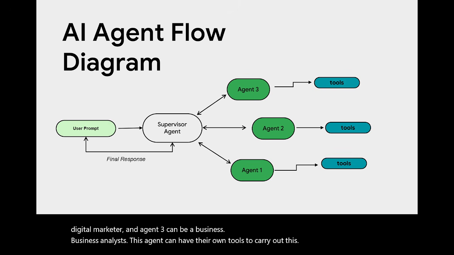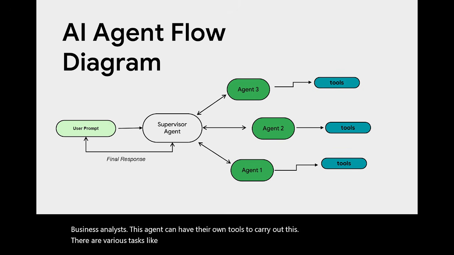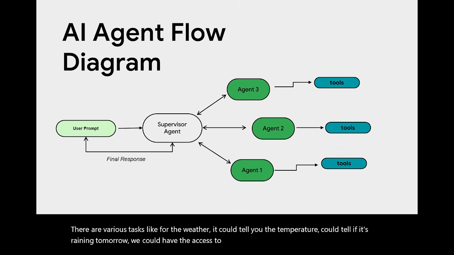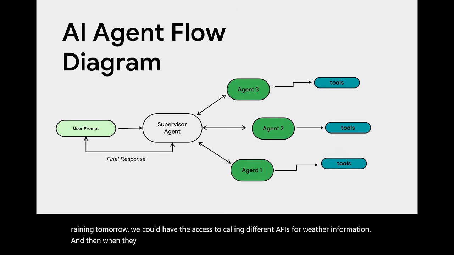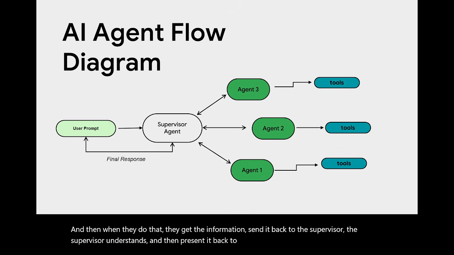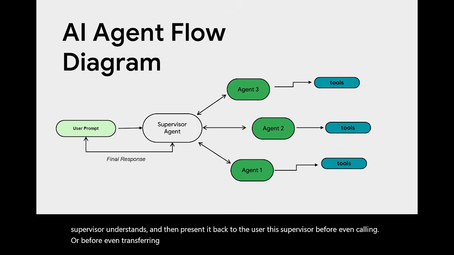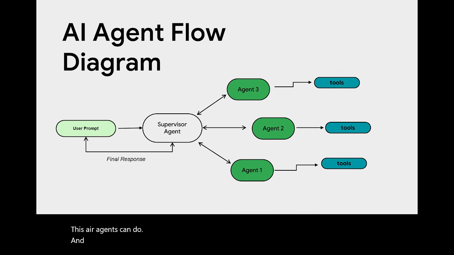their various tasks. Like for the weather, it could tell you the temperature, could tell you if it's raining tomorrow. You could have access to calling different APIs for weather information. And then when they do that, they get the information and send it back to the supervisor. The supervisor understands and then presents it back to the user. Before even transferring the information that the user has given to the AI agent, the supervisor has knowledge of what each AI agent can do, and that's how it decides which AI agent is supposed to handle what task.